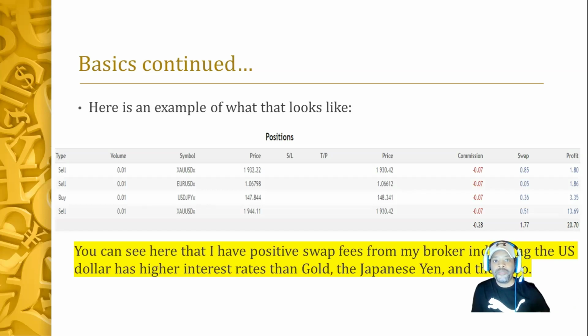So I don't worry about fees. I don't worry about spreads. I don't worry about anything, because now I am most likely taking the exact same trades that my broker is taking. You can see here that I have positive swap fees for my broker, indicating the US dollar has higher interest rates than gold, the Japanese yen, and the euro. So you can see here, sell, sell, buy, sell. This is a beautiful situation, and this is pretty much what every day is looking like for me.